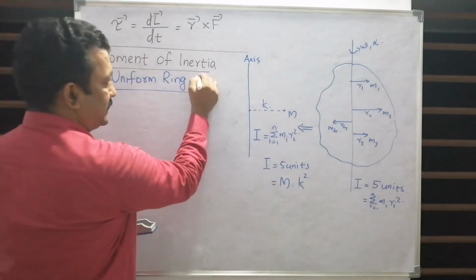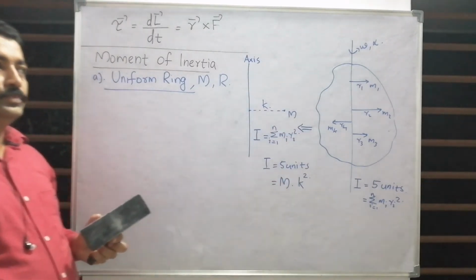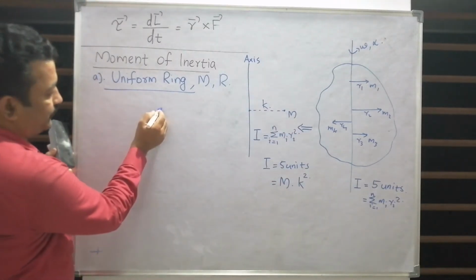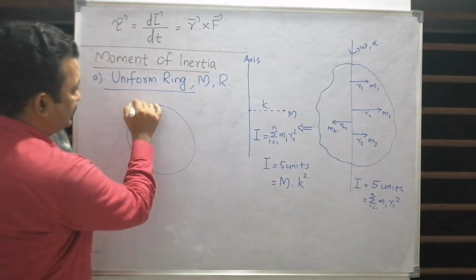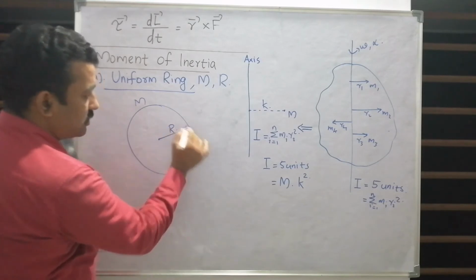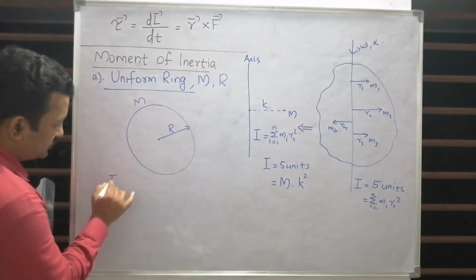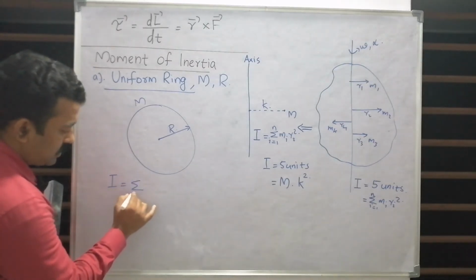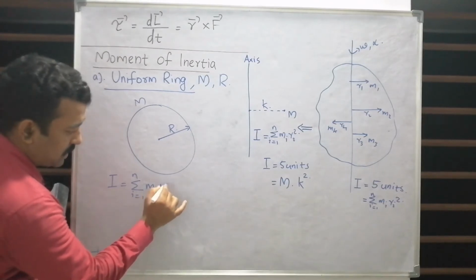Of, say, mass m and radius r. So the problem is, I have a ring of mass m whose radius is r. What is my aim? I have to find I is equal to sigma i from 1 to n of m_i r_i square.